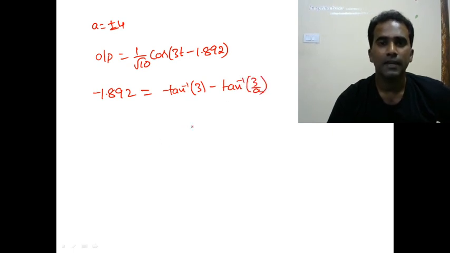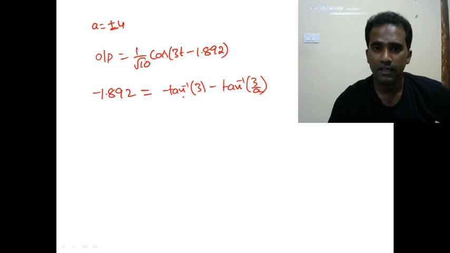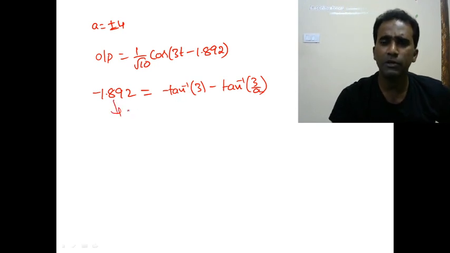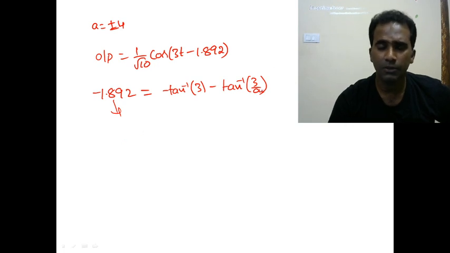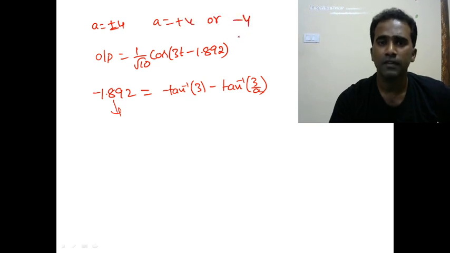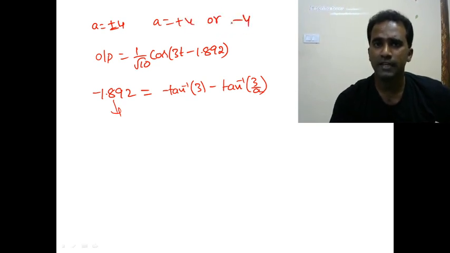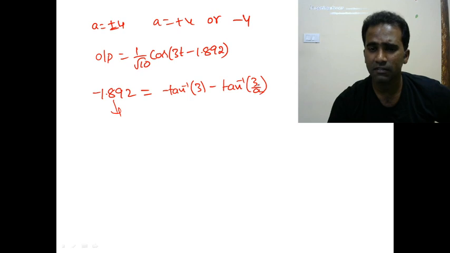So a should be either positive or negative, we have to understand. Tan inverse of 3 is positive only, and it is a bit more than 1 radian, so minus 1.892. We have to just guess this. We don't need to exactly find the value here. We know either a can be plus 4 or minus 4, right? We just need to guess one of these two options. So let's assume a is negative.